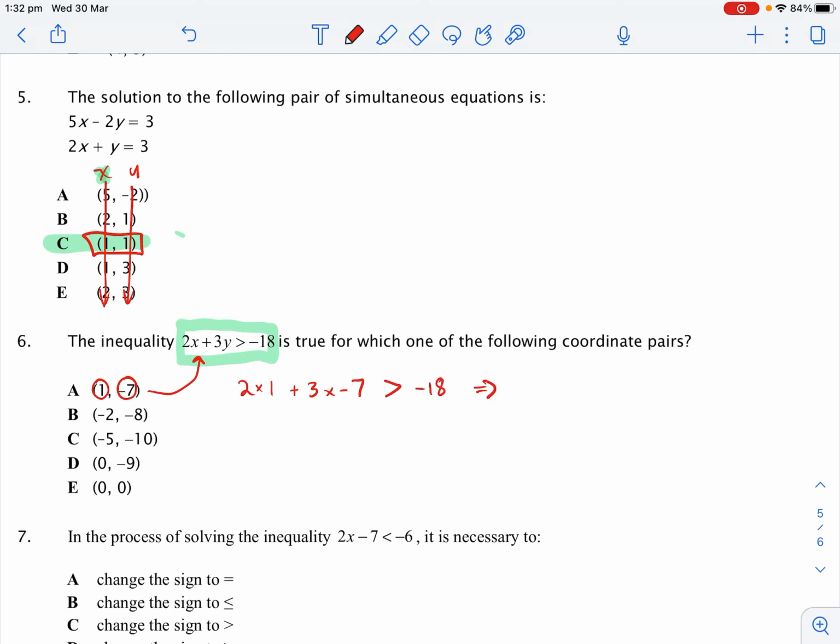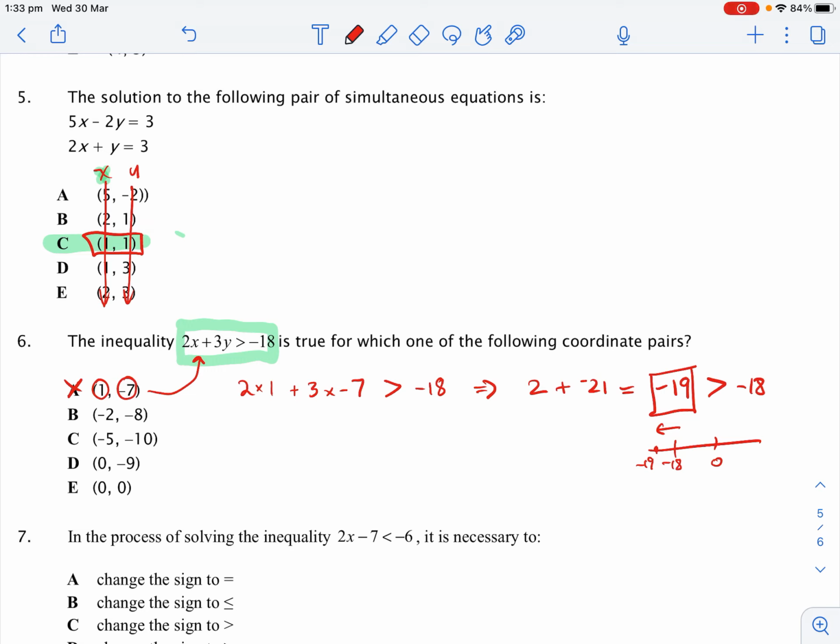So if we actually worked that out, 2 times 1 is 2, 3 times -7 is -21. 2 plus -21 is the same as -19. And the question is, is that greater than -18? No, -19 is a smaller number than -18. Here's -18. Here's -19. This number's further down the number line. It's a smaller value. So it's not A.